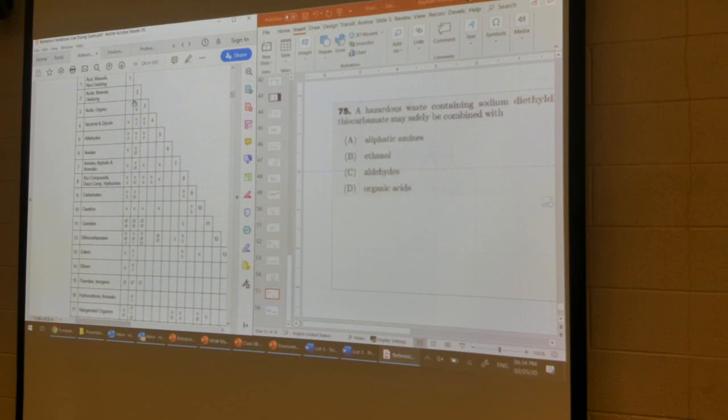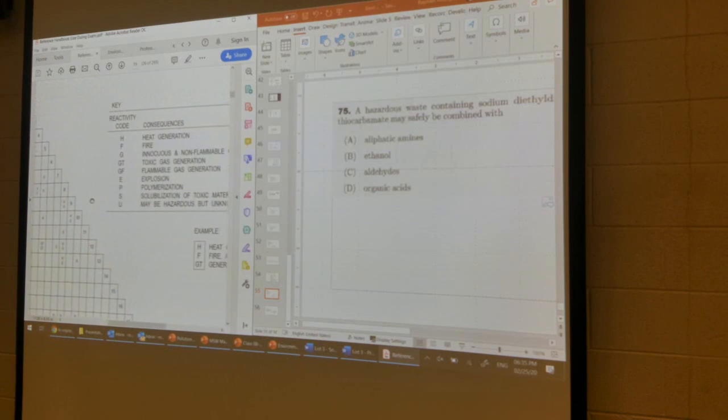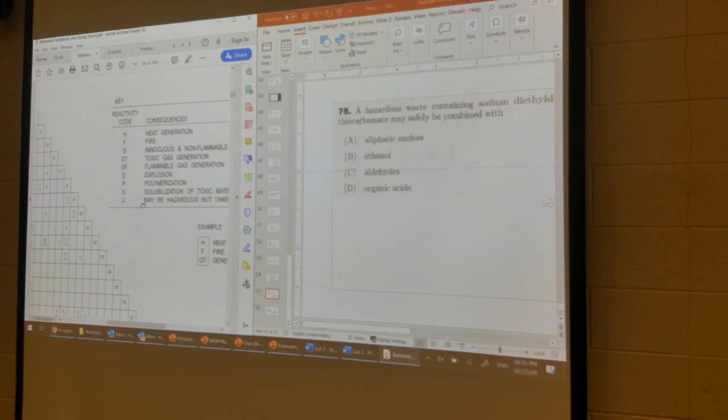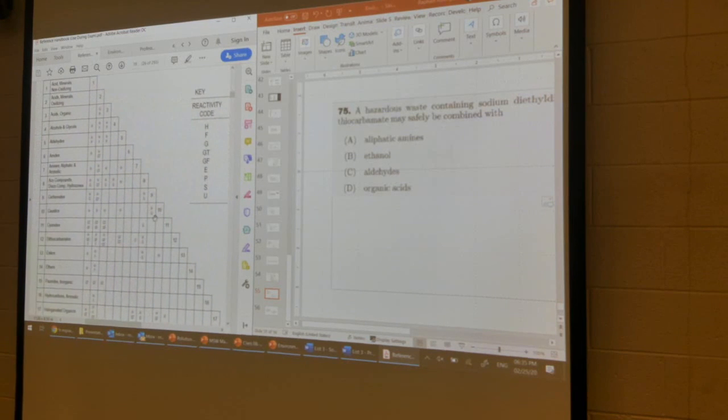They react with 1, acid minerals. They react with 2, oxidizing. They react with 3, that's the alcohols and glycols. Aldehydes, number 4. Let's see, here number 4. Oh no, 4 is alcohols and glycols, sorry. 4 is alcohols and glycols, so it doesn't interact. Number 5, aldehydes. Yeah, aldehydes generate GF and GT, innocuous and non-flammable gas, fire, and also heat. So they interact with aldehydes. Not good.